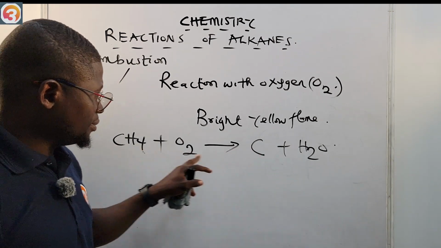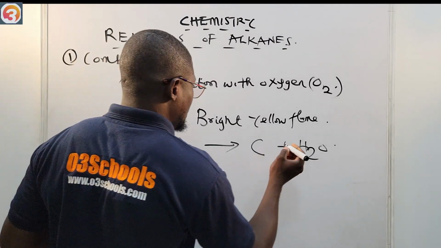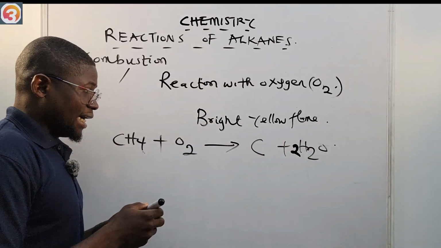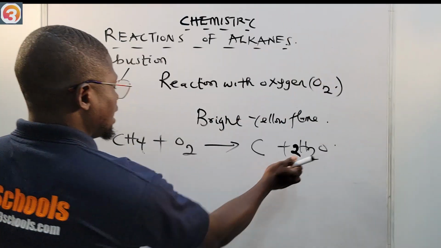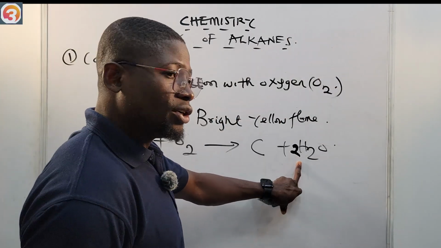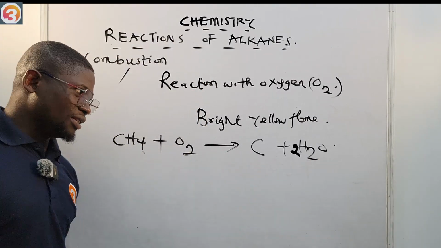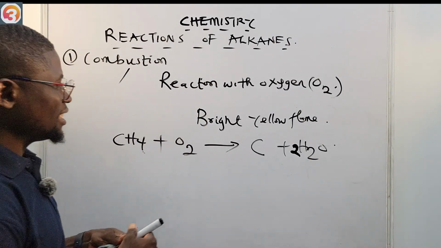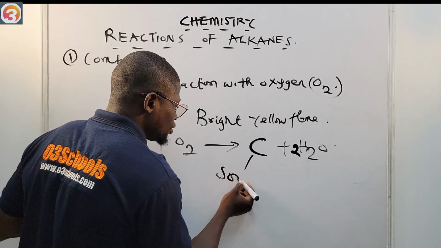We have 4 hydrogen atoms here, we have just 2 here. So that means we can balance that. If you put 2 here, hydrogen will be balanced. We have 4 hydrogen, we have 2 oxygen. We have 2 oxygen. Carbon is balanced already. So this equation is already balanced.